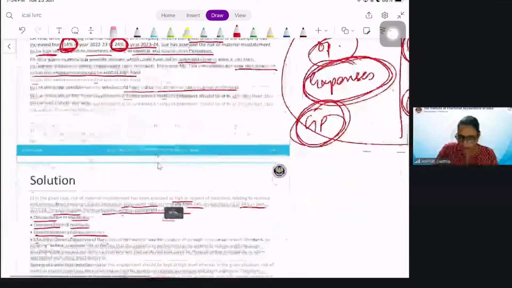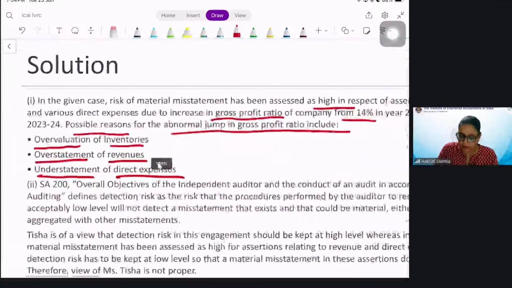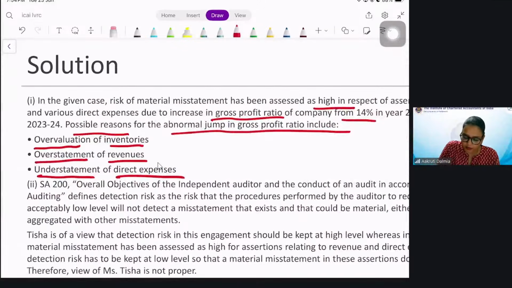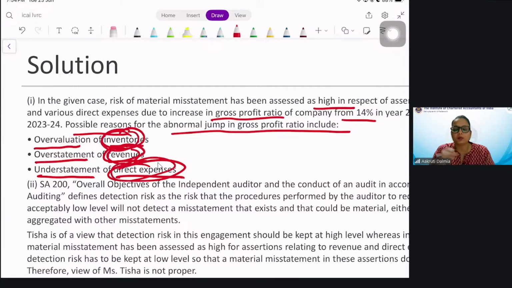क्या लिख दिया यहाँ पे? What has been written? That the reasons for abnormal jump in gross profit is inventory, revenue, indirect expenses. Or it has increased, na? Which means inventory and revenue is high and expenses is low. Now you understand how to approach a practical question. Create a visual in your mind. Step by step mind में process करो. Okay? Step by step process.